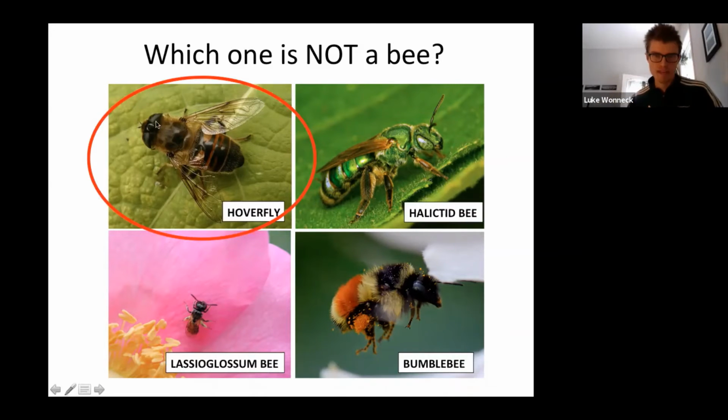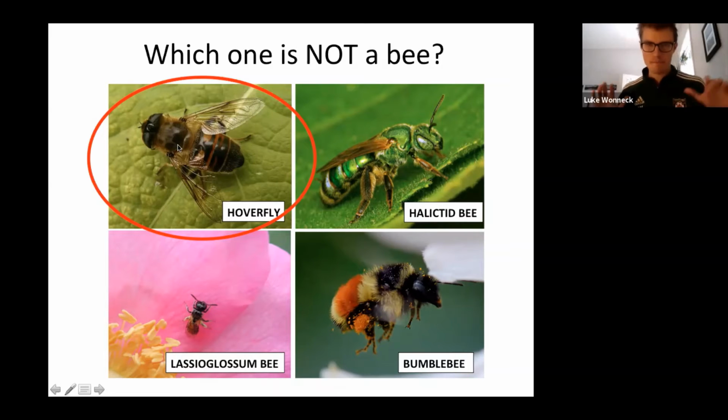It turns out that the one on the top left here is not a bee. This is actually a fly, a hoverfly, that looks a lot like a bee, but it's not. And these other ones around here are a halictid bee, a bumblebee, and a lasioglossum bee. The lasioglossum is a teeny tiny little bee. This is a wild rose petal for a sense of scale, so it's very, very small. I want to show you this because bees come in all kinds of shapes and sizes, from the small lasioglossums to the big bumblebees. And in this case, this is a hoverfly. It looks very similar to a bee, but it's not.